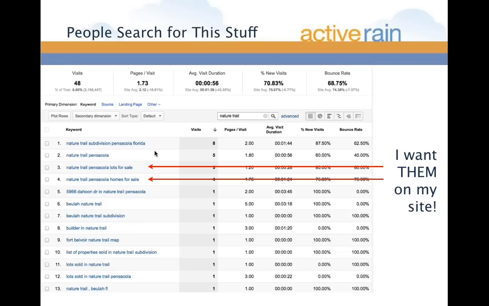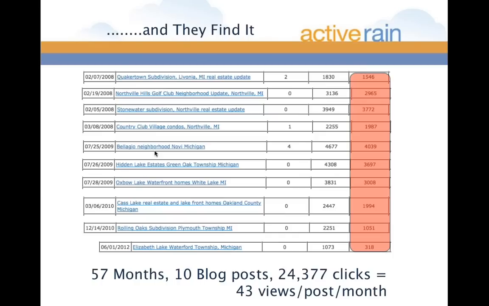But people are looking for information like this. You have to be the one providing it. Zillow can't provide this. Trulia can't provide this. They can provide information about homes for sale in Seattle, the search somebody does when they're 8 months away from buying. But these people, the guy that knows he wants to buy a Nature Trail Pensacola home for sale, he's buying much sooner than somebody that's just looking for homes for sale in Pensacola. And then they search for it and they find it.